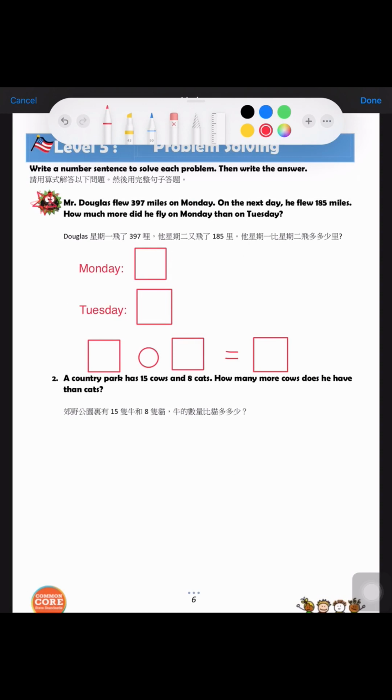Let's move on to page 6. Mr. Douglas flew 397 miles on Monday. On the next day, he flew 185 miles. How much more did he fly on Monday than on Tuesday? From the question, we know that he flew 397 miles on Monday. On Tuesday, he flew 185 miles.